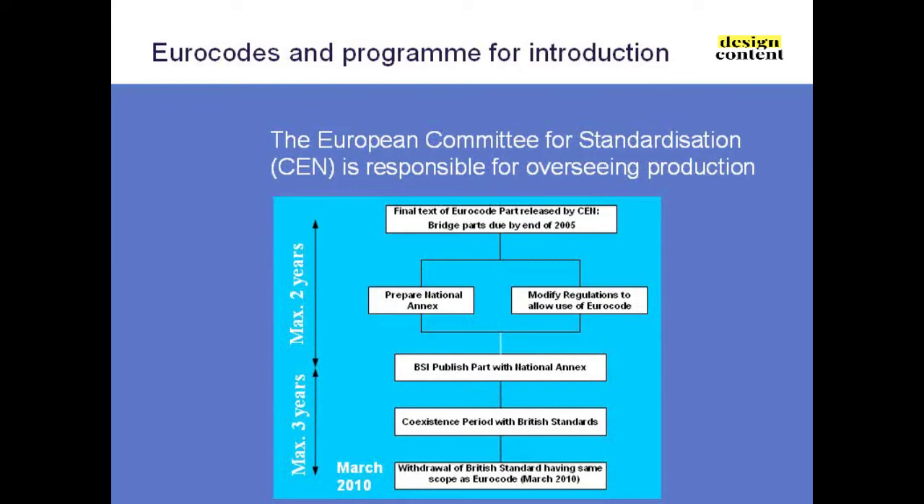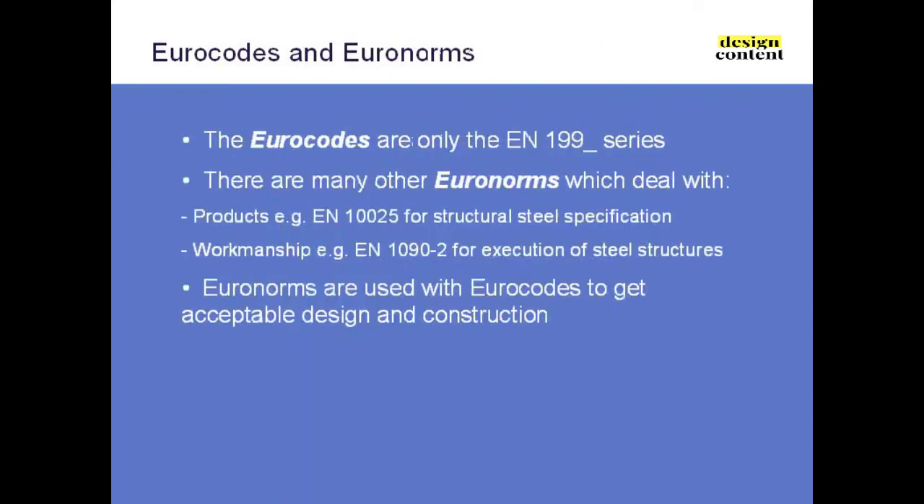real reason for that is if we go back beyond the 3 years, we should have had all the national annexes prepared 3 years ago, and that just did not happen. It was much more complicated and difficult than everyone thought. So the national annex preparation period basically ate into that coexistence period, and it didn't happen.